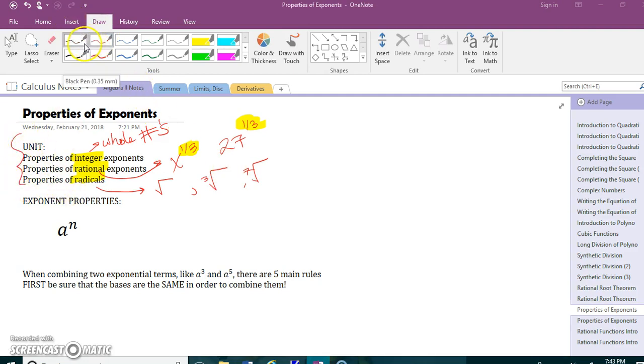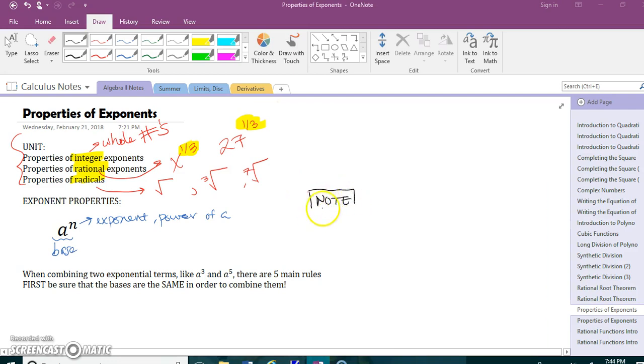So let's go to the 5 main properties of exponents. When we do exponents, if I have a to the n, a is going to be called the base, and n is going to be called the exponent or the power of a. Two things you're going to need to keep in mind here aren't really the 5 main properties, but they're things you always need to know. If I have something to the 0 power, no matter what it is, whether a number or a letter, it's going to be 1.